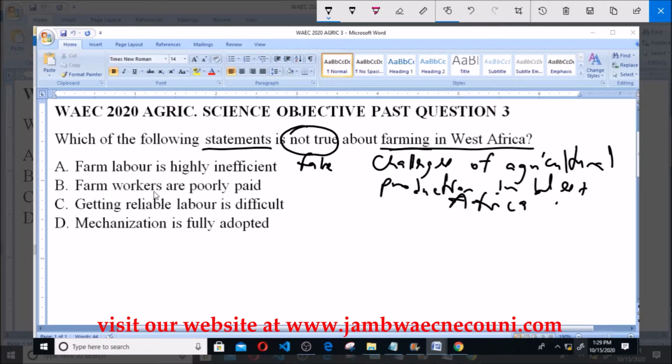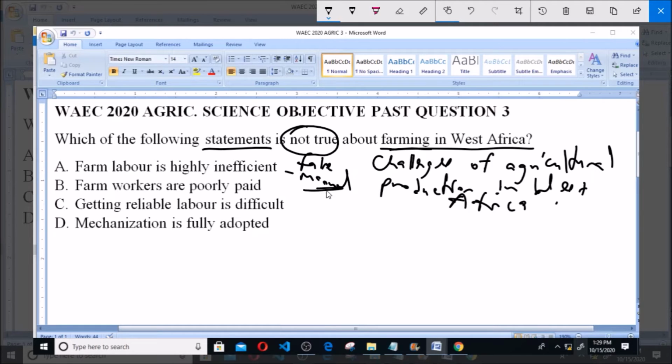So option A says farm labor is highly inefficient. Now this is actually true as it regards farming in West Africa. Farm labor in West Africa is mainly manual labor, and for that reason it is highly inefficient. So this is true, and we're asked to pick out the one that is false. But this statement here is true, so it is incorrect and not the answer to the question.